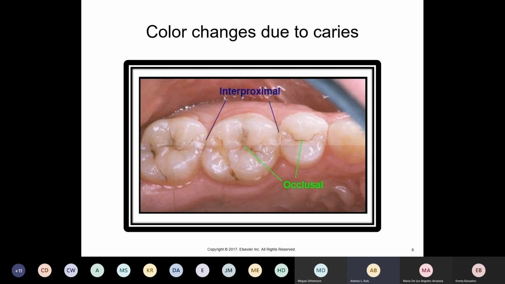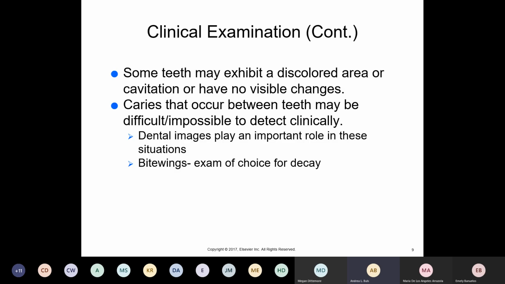Interproximals, as we know, can be very difficult to tell with the naked eye if there's decay there. That's why bite wings are so important. And always remember, bite wings are the image of choice for interproximal decay. Some teeth, like I said, can exhibit that discolored area or cavitation, and some have no visible changes. You don't know it till you take the x-ray. The areas between the teeth are sometimes impossible to detect clinically. So that's why these dental images play such an important role in these situations.